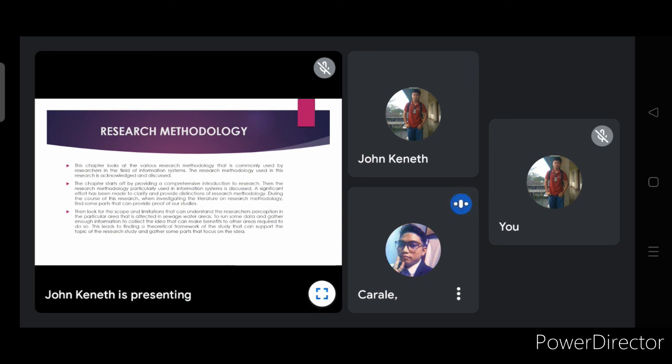Then we look for the scope and limitation that can help understand the researcher's perception in the particular area that is affected, in sewage water areas. To run some data and gather enough information to collect the idea that can bring benefits to other areas. This leads to finding a theoretical framework of the study that can support the topic of the research study and gather some parts that focus on the idea.